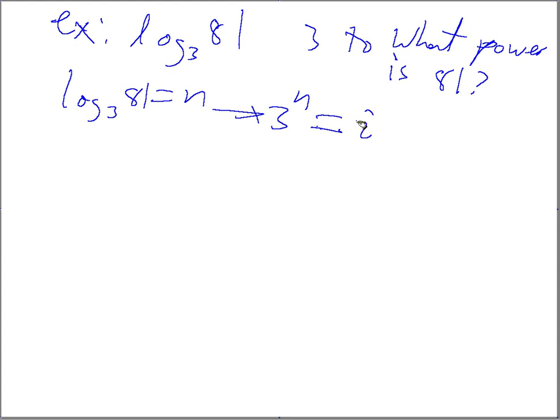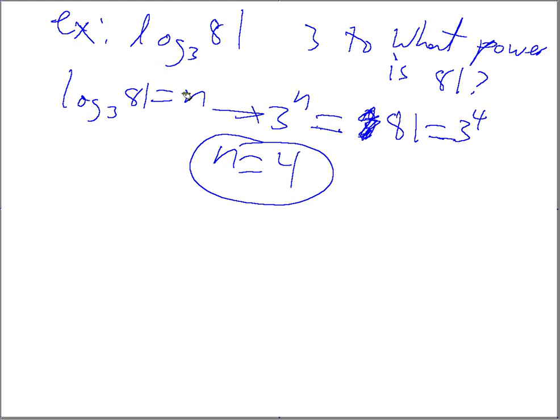81. Oops, my sketchpad's acting up here. Let me write 81 carefully there. So ignore this mess right here, sorry about that. But look, can I write 81 as a power of 3? Yes, I can. It turns out that 3 to the 4th power is 81. So therefore, my n is equal to 4 as my answer. So log base 3 of 81 is 4. 3 to what power is 81? The answer is 4.